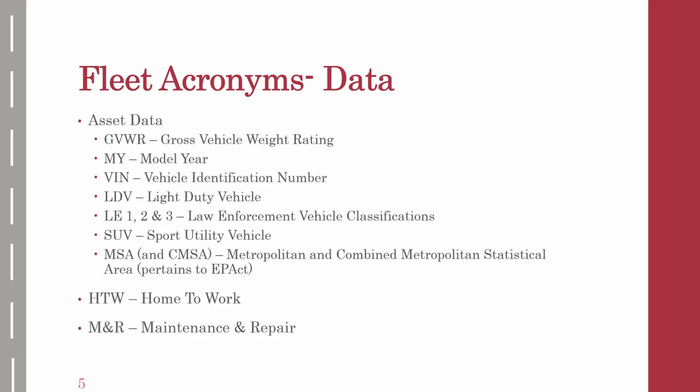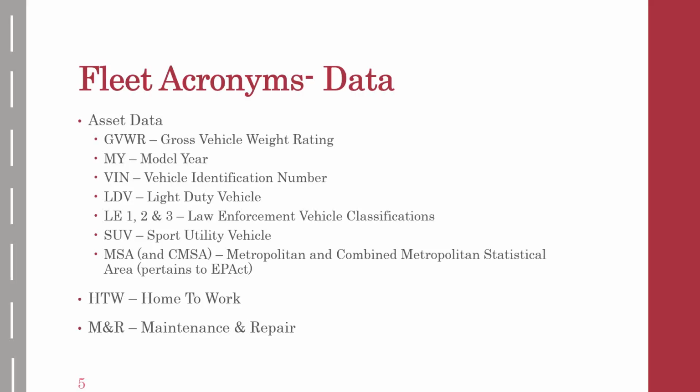Now, LE1, LE2, and LE3 are various classifications for law enforcement vehicles that describe the type of function that vehicle fulfills, whether it be a patrol vehicle with lights and sirens, or on the other end of the spectrum, an LE3 is an administrative vehicle that's used by a law enforcement agency, but not necessarily for law enforcement specific purposes. It may be a more administrative vehicle or used for investigation, things where an emergency response is not necessary. Of course, SUV is a sport utility vehicle.